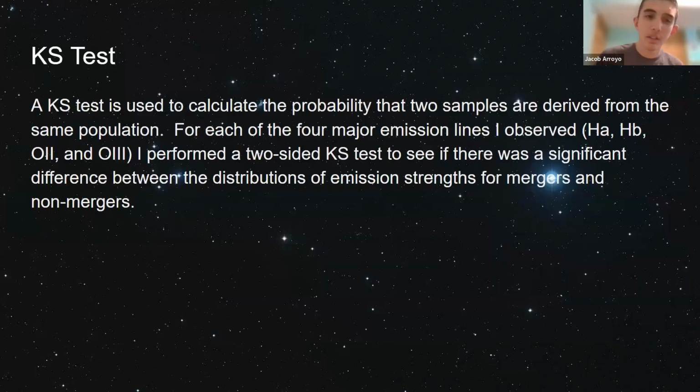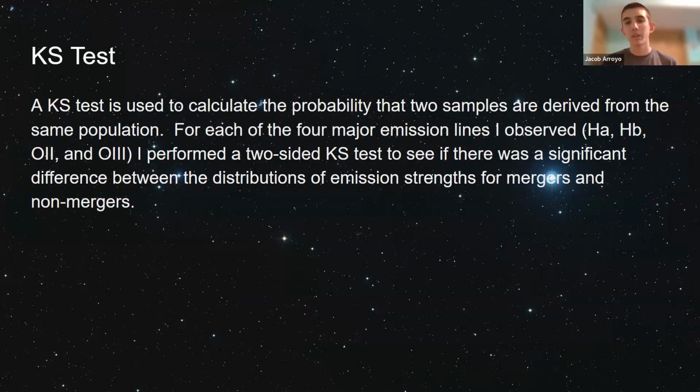So the KS test is used to calculate the probability that the two samples are derived from the same population. So for each of the 4 major emission lines I've observed, those being the hydrogen alpha, hydrogen beta, oxygen 2, and oxygen 3 lines, I performed a 2-sided KS test to see if there was a significant difference between the distributions of the emission strengths for the mergers and the non-mergers. And so the goal of that was to see, okay, we have the data for how strong the emissions are.